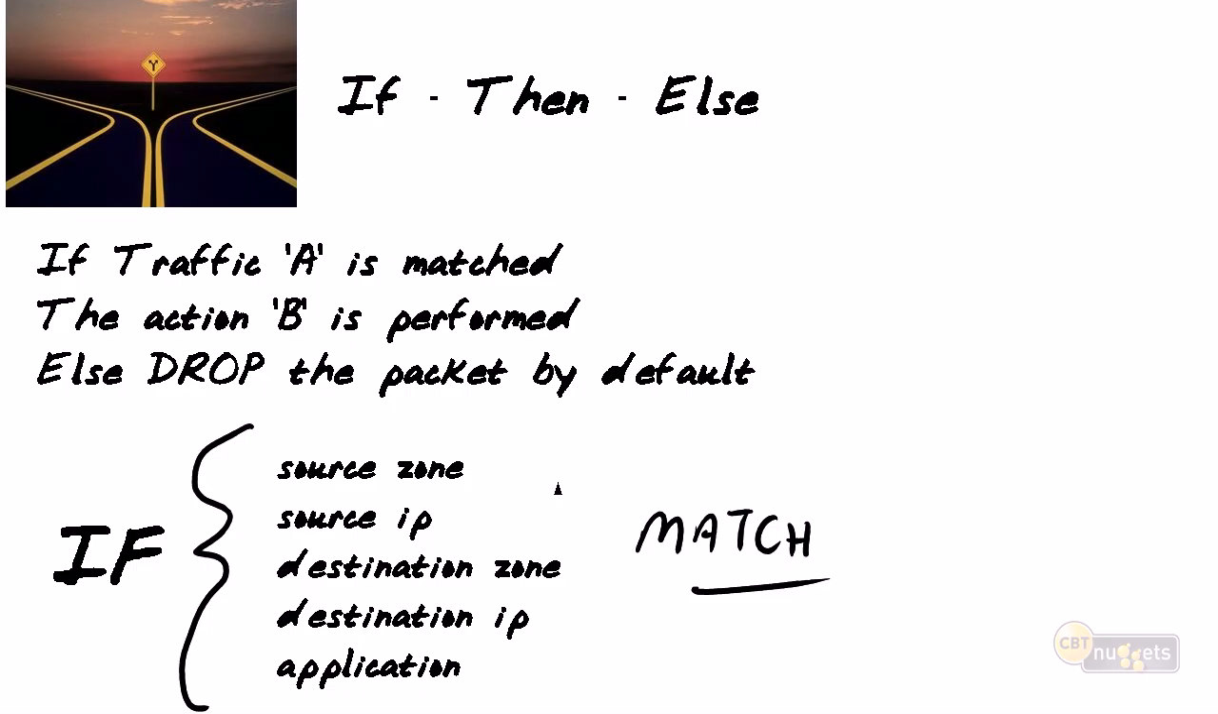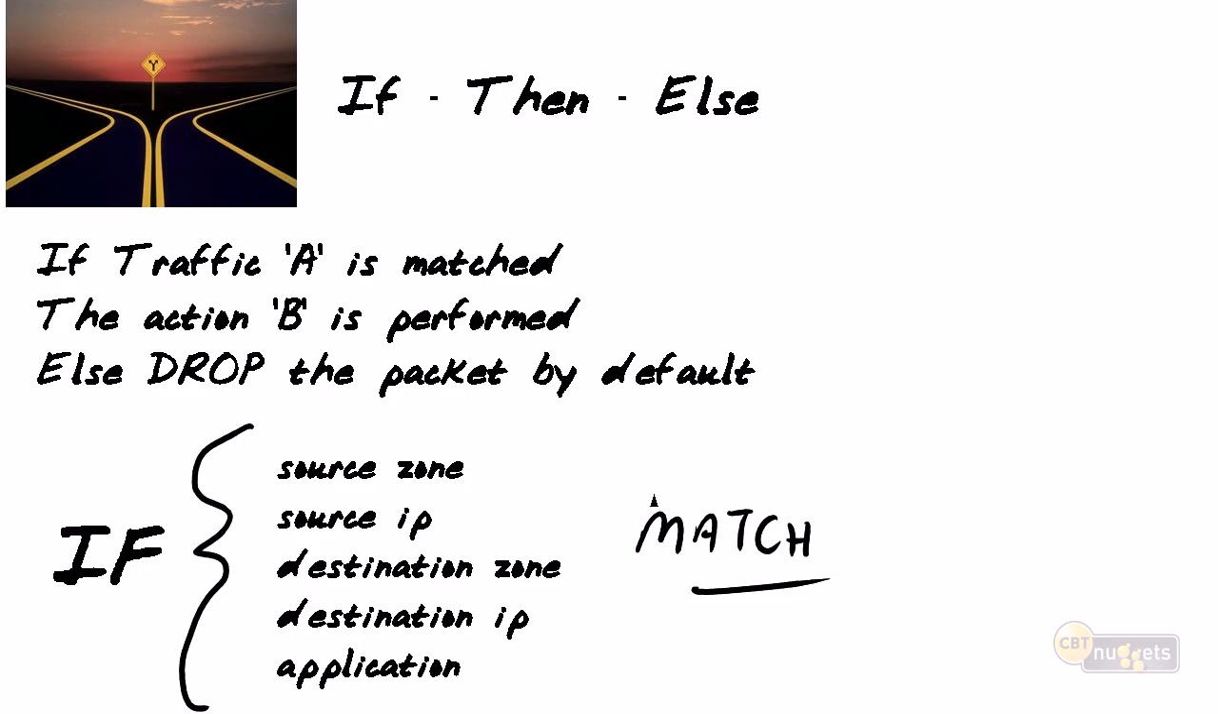We can even match on the application. This could be a custom service, which could be a custom set of port numbers, or it could be predefined. Source ports, destination ports, the protocol we're using like www, even a timeout value. So the application can be a wide variety of different attributes. But these are the main things that we can match on. This is the if portion, matching the source zone, source IP, destination zone, destination IP, or the application.